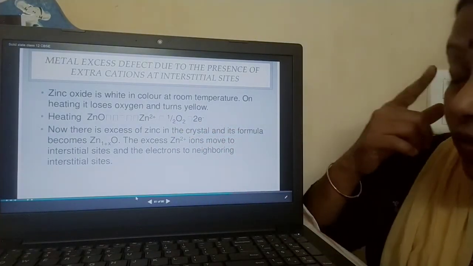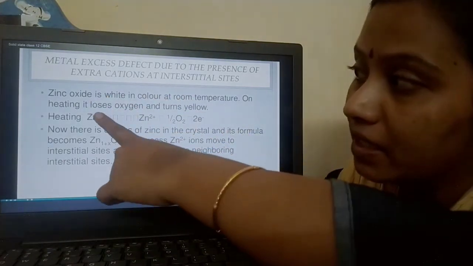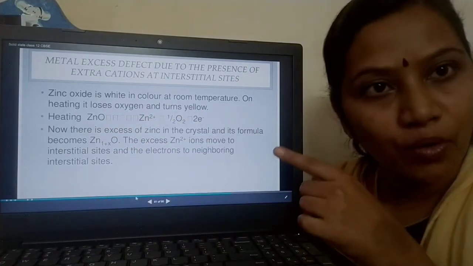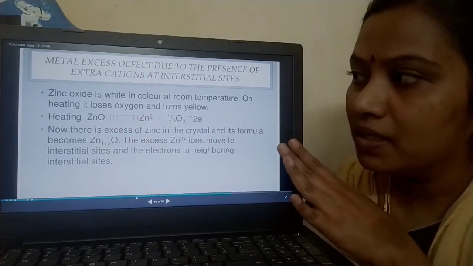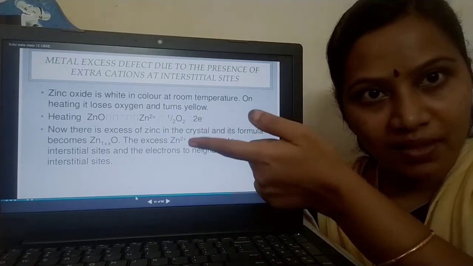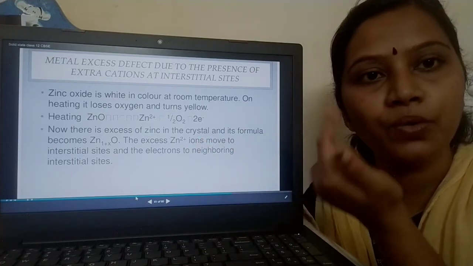So what is the color of zinc oxide at room temperature? It is white in color. When I heat zinc oxide, it loses oxygen and turns into yellow color. Hope you all know the reason for this. What happens, what will the oxygen do? You remember the term, what happens to the crystal of sodium chloride, lithium chloride and potassium chloride in the presence of excess metal.